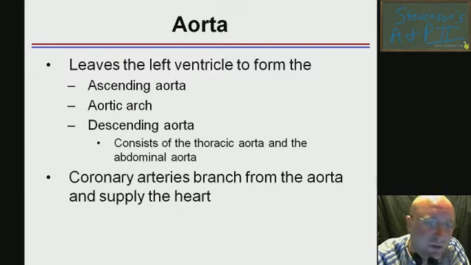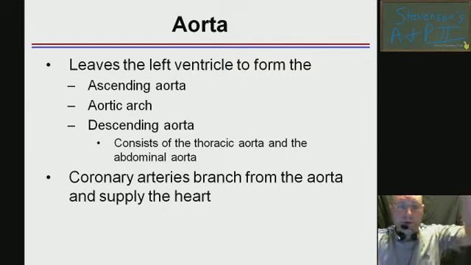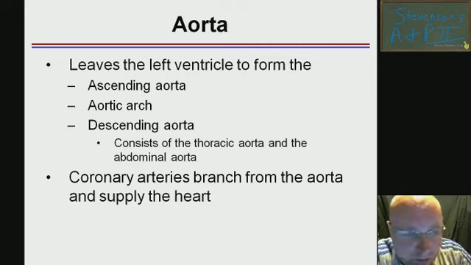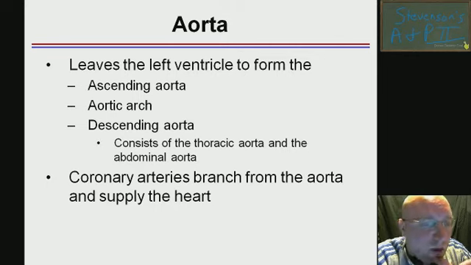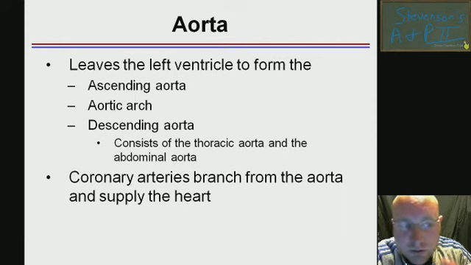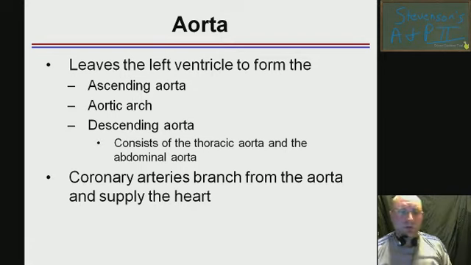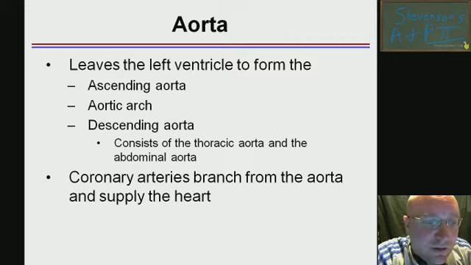The aorta has different parts to it. It has the ascending aorta going up, the aortic arch, and then the descending aorta that goes down towards the bottom, moving the fluids towards your lower extremity. It consists of the thoracic aorta and the abdominal aorta. So the thoracic aorta provides blood flow to areas of the chest, and the abdominal aorta provides blood flow to your visceral organs. Coronary arteries branch from the aorta itself and supply the heart as well.